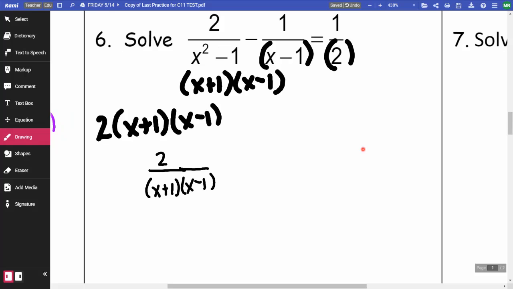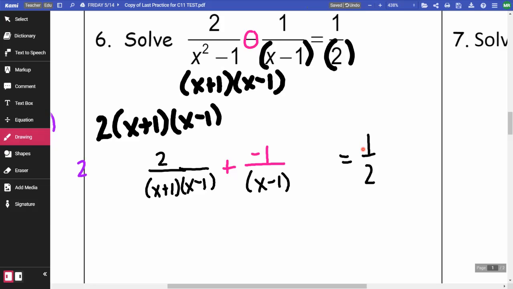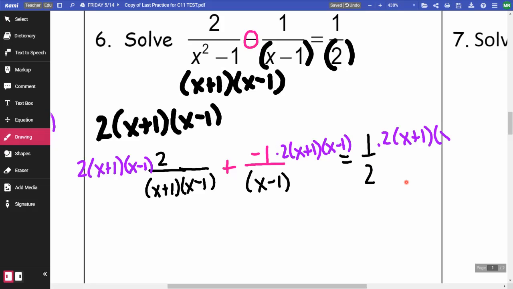And then again, this minus, I'm going to write it as plus a negative 1, over x minus 1, give myself some space, equals 1 over 2. So again, I'm going to multiply every single thing by 2 times x plus 1, x minus 1. Times this by 2 times x plus 1, x minus 1. Times this by 2 times x plus 1, x minus 1.